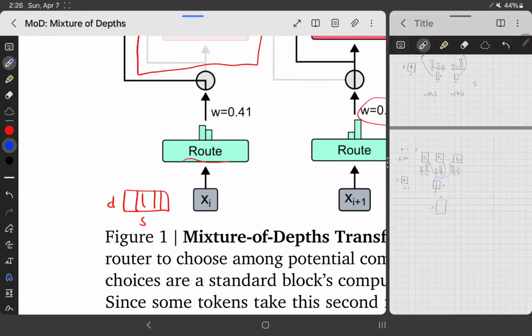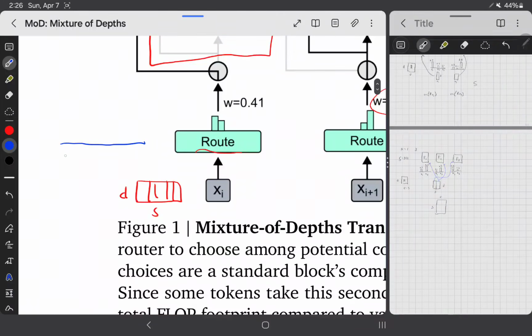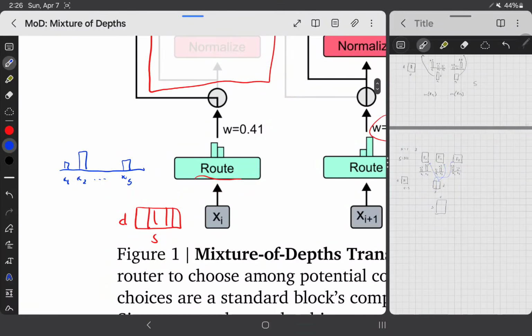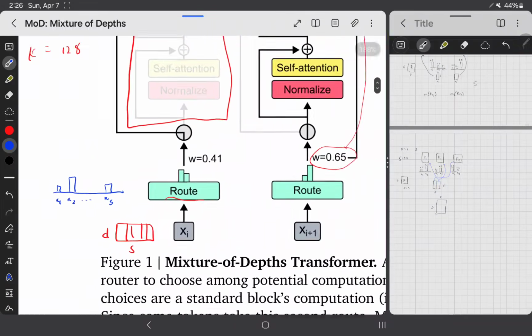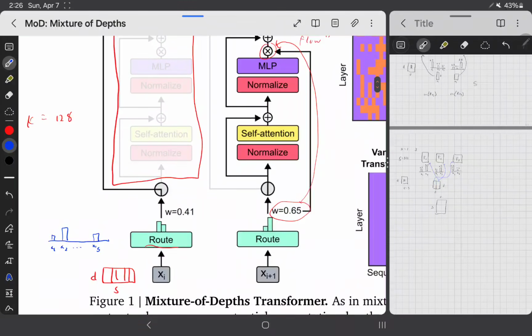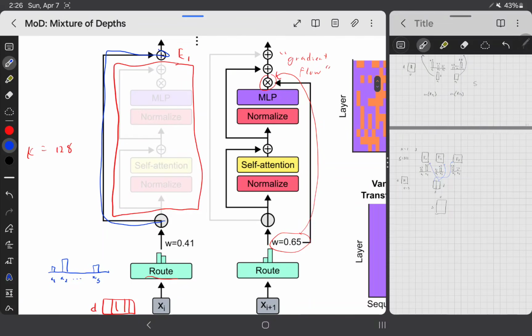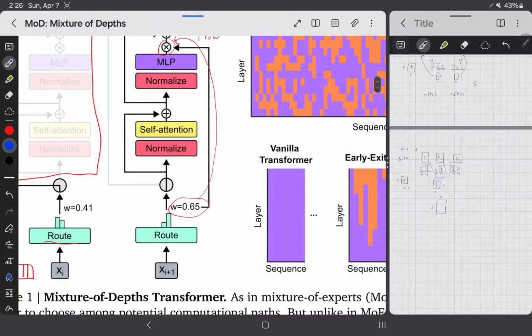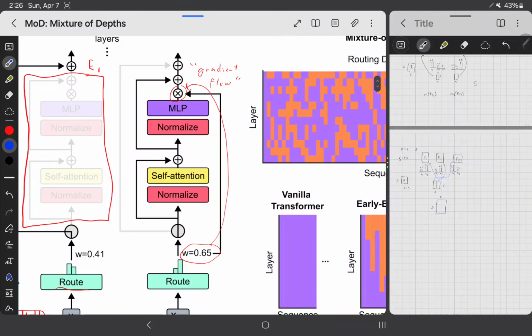So the distribution is created over all S. So this would be X1, X2, so on, XS. And you have your softmax distribution over your sequence of tokens. Then you select the top K tokens, and the top K tokens are sent through the heavy transformer block, while the other tokens are just sent through the identity, so nothing happens to them. And this is the basic idea.